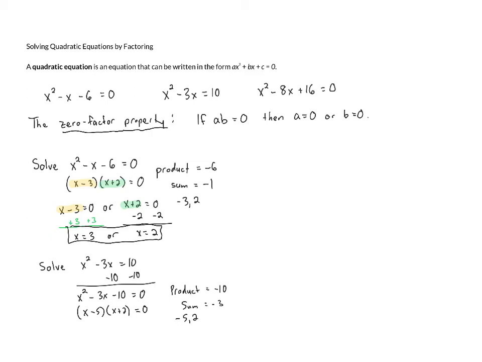And now the zero factor property tells us that since we have a product that equals 0, we can set each factor equal to 0. When we do that, we get x minus 5 equals 0, or x plus 2 equals 0. And if we solve each of those for x, for the first one we've got to add 5 to both sides. That gives us x equals 5. For the second one, we've got to subtract 2 from both sides. That gives us x equals -2. And so we end up with our final answer, x equals 5, or x equals -2.